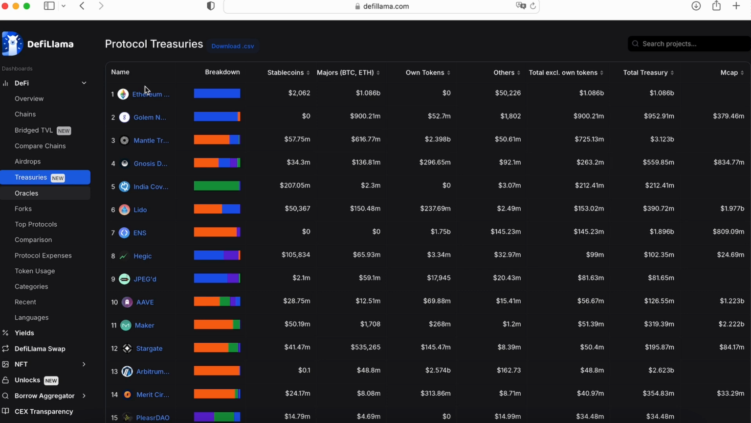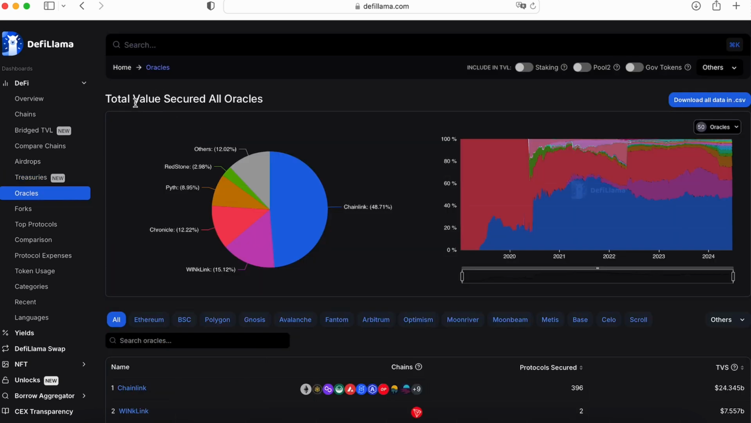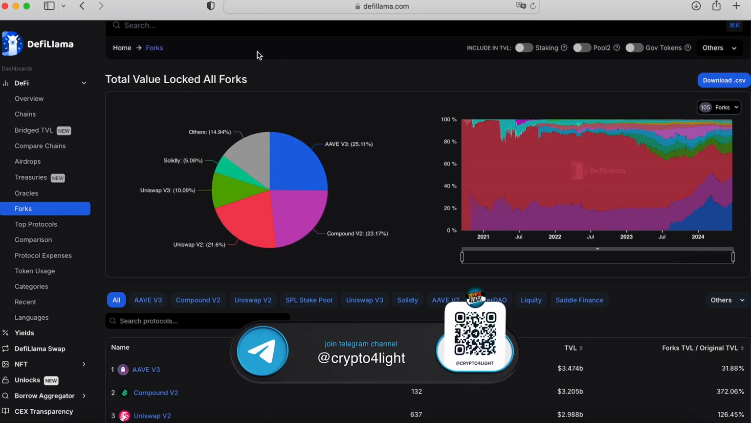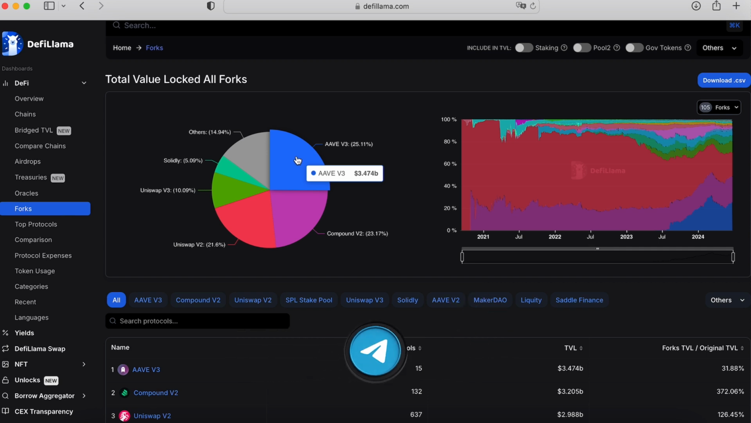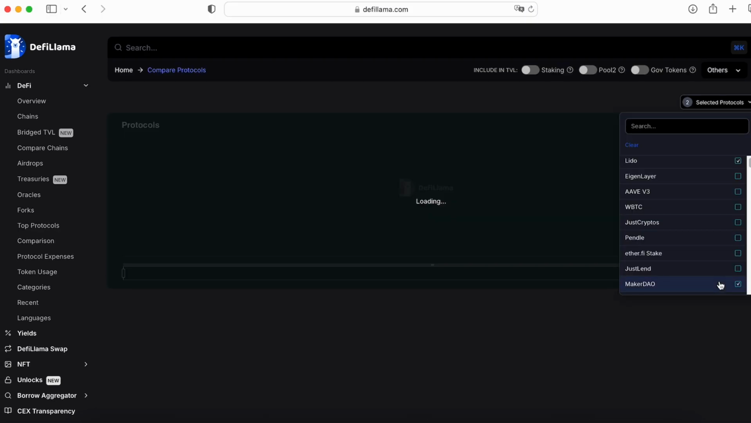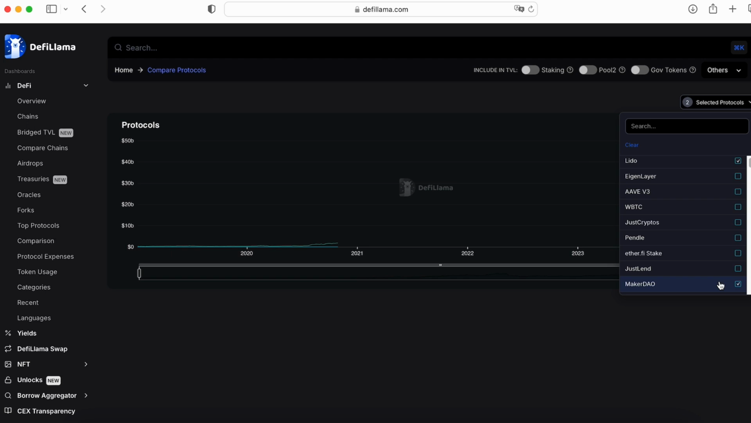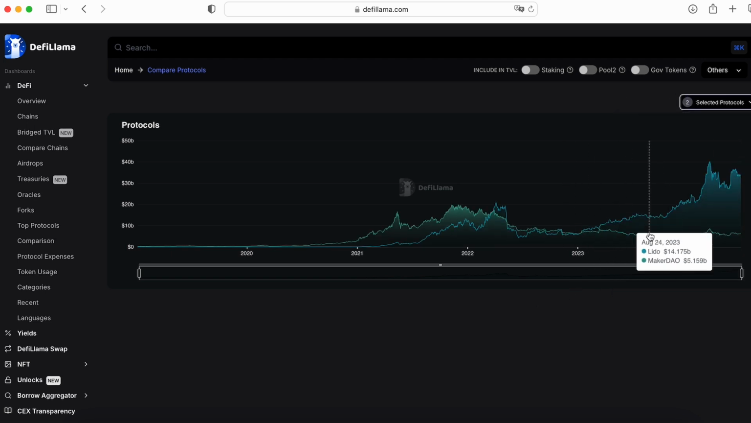Treasuries, Oracles, this one: total value secured by all oracles. You can see Chainlink at the top. Total value locked in all forks, and here you can find that the top is Aave with 3.4 billion. And you can compare two protocols with each other, right? And you can see the hype around these protocols. So take a look.